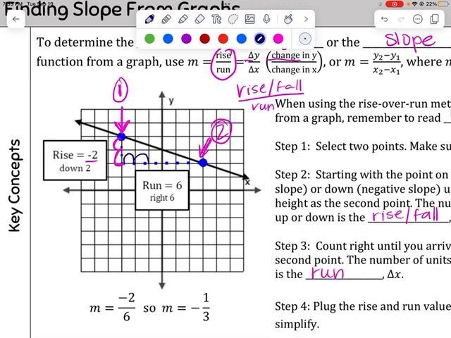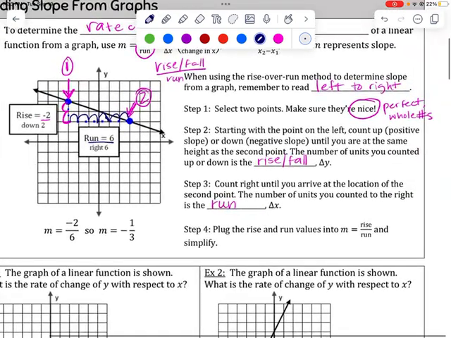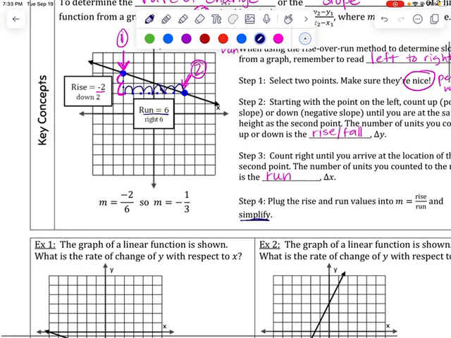1, 2, 3, 4, 5, 6. So run 6 to the right, 6. All right. Now my step 4 is just going to plug in my rise or fall number and my run number and simplify this. So get this to be as small as it possibly can. So here is my fall. We fell 2, run 6.